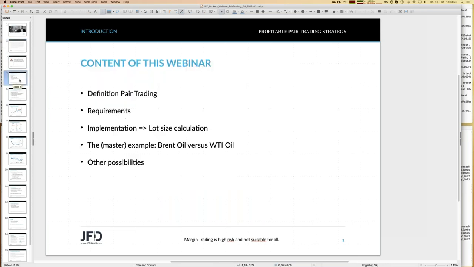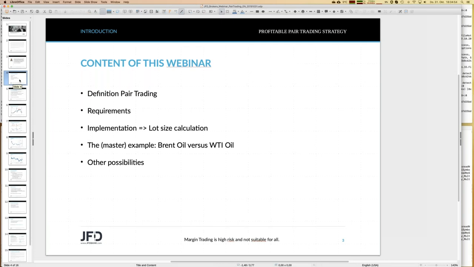We'll skip the other one. What we really need is this one: the definition of pair trading. I will go into more detail than mentioned already in my introduction. But then we really have to talk about, let's call it, the requirements for that kind of strategy and what we are really doing. So it's more a description of the trading setup.